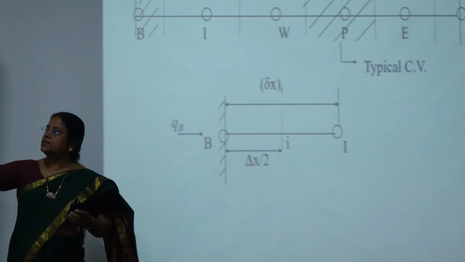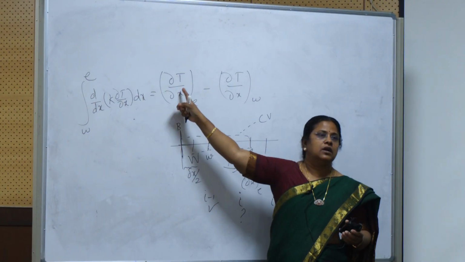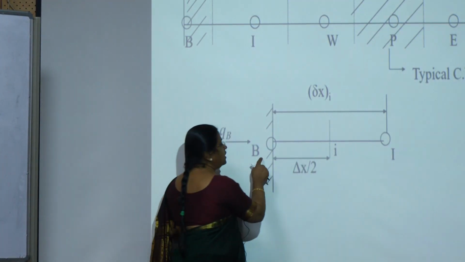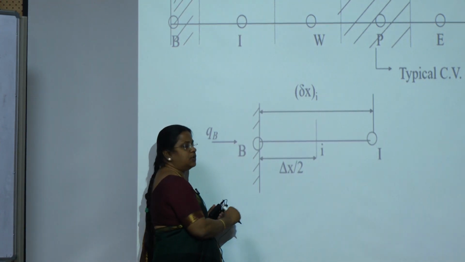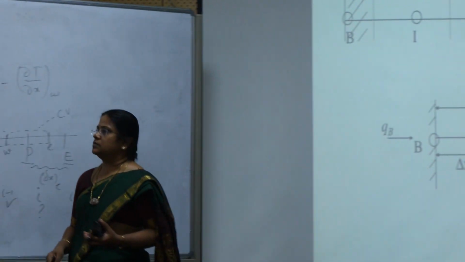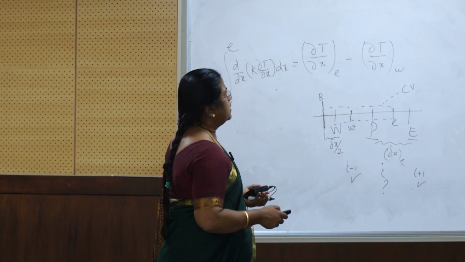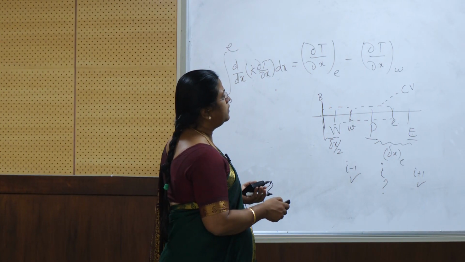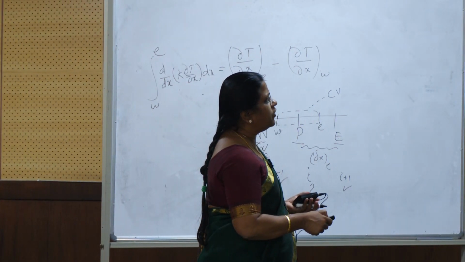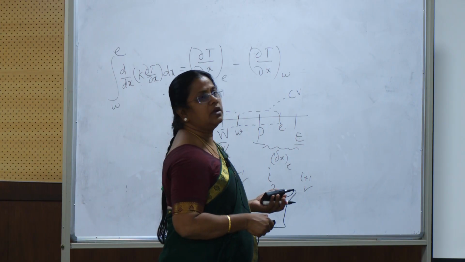So, if I discretize this one, dou T by dou x, here I should write it as T_i minus T_b divided by delta x by 2. Okay, the distance between these two only I will write down. That's what we have to take care of while we are doing the problem. Same thing is applicable for this side also. When you are dealing with the boundary points, you have to take care of delta x by 2.